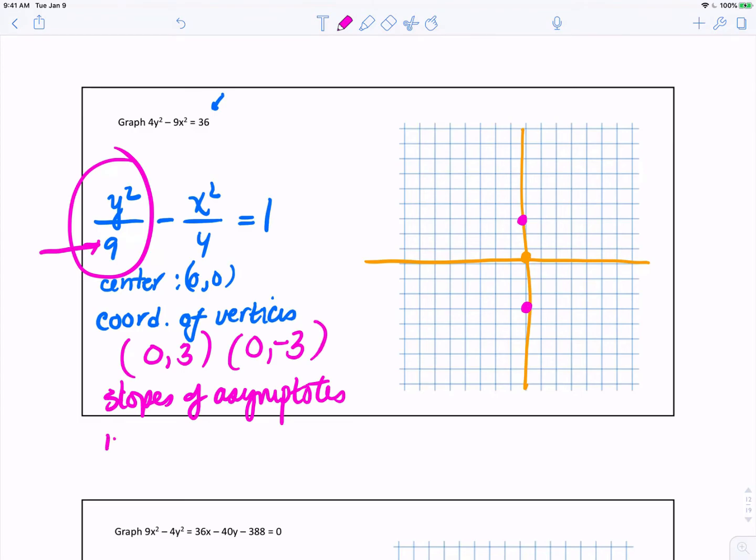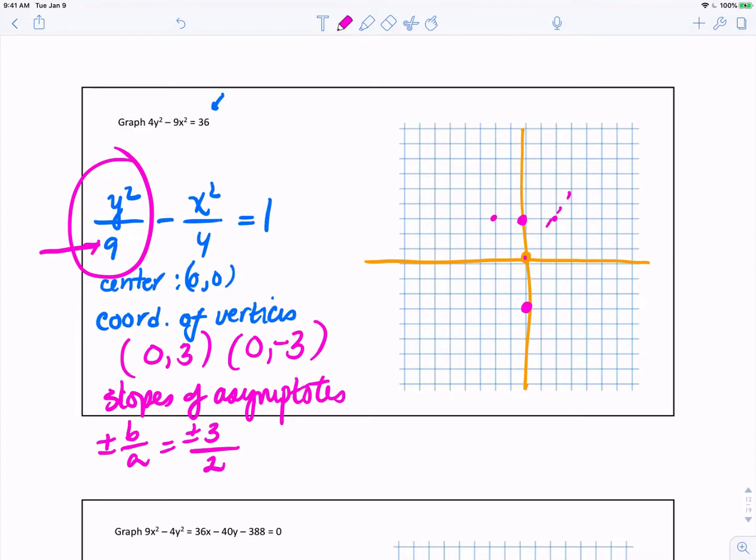Okay, the slopes of the asymptotes are plus or minus b over a. B is always the square root of the number under y. A is always the square root of the number under x. So the slopes of the asymptotes are plus or minus 3/2. So from the center, I go up 3 and over 2, up 3 and over 2.